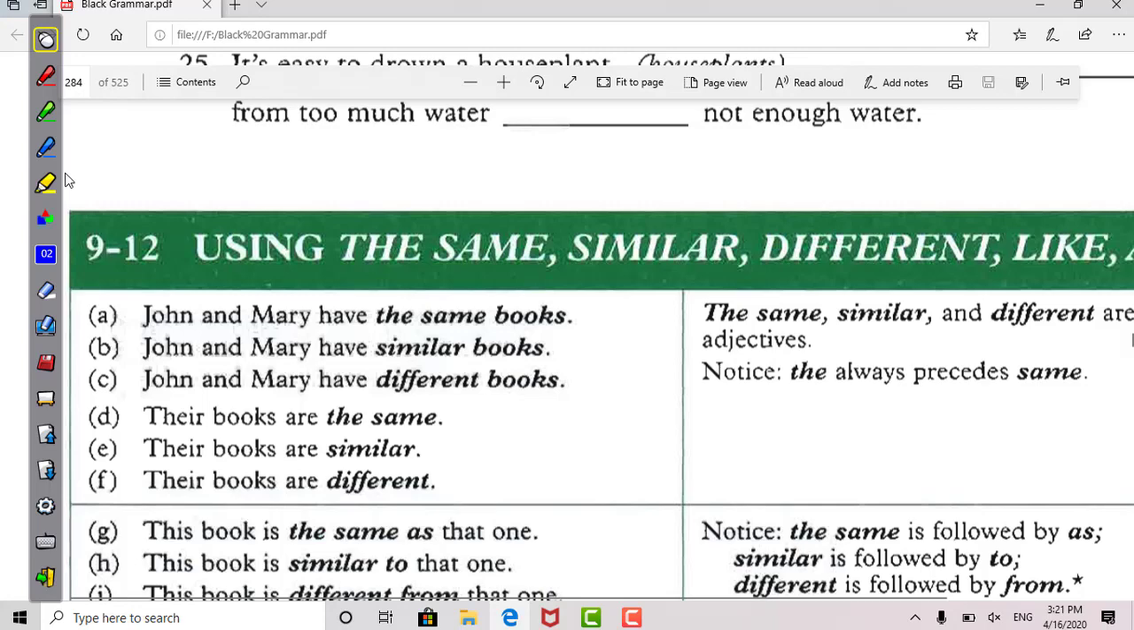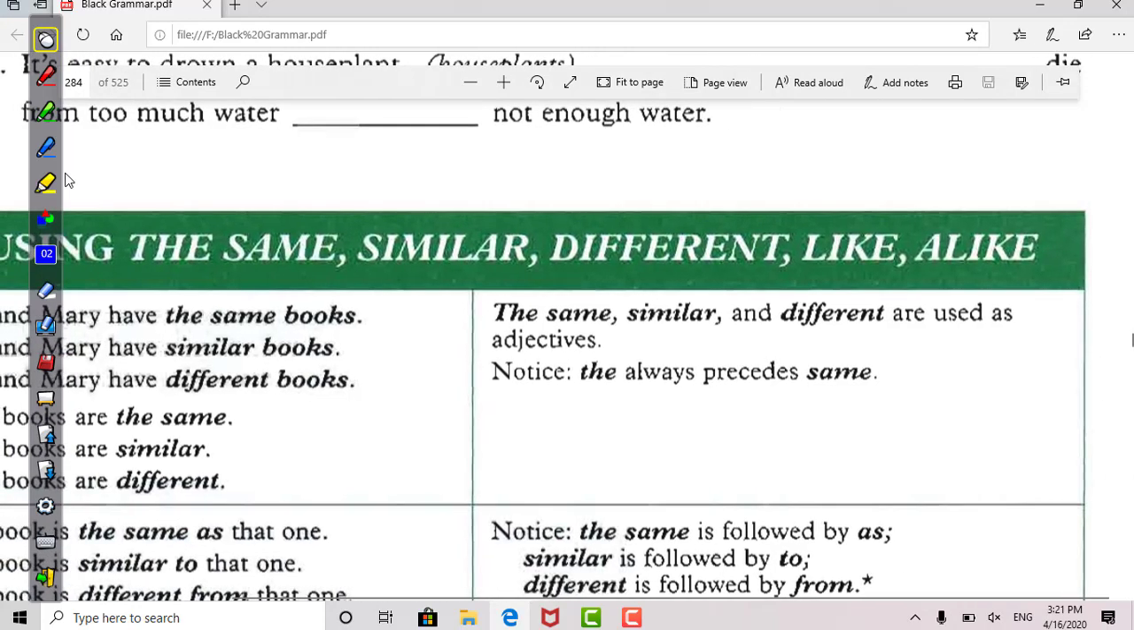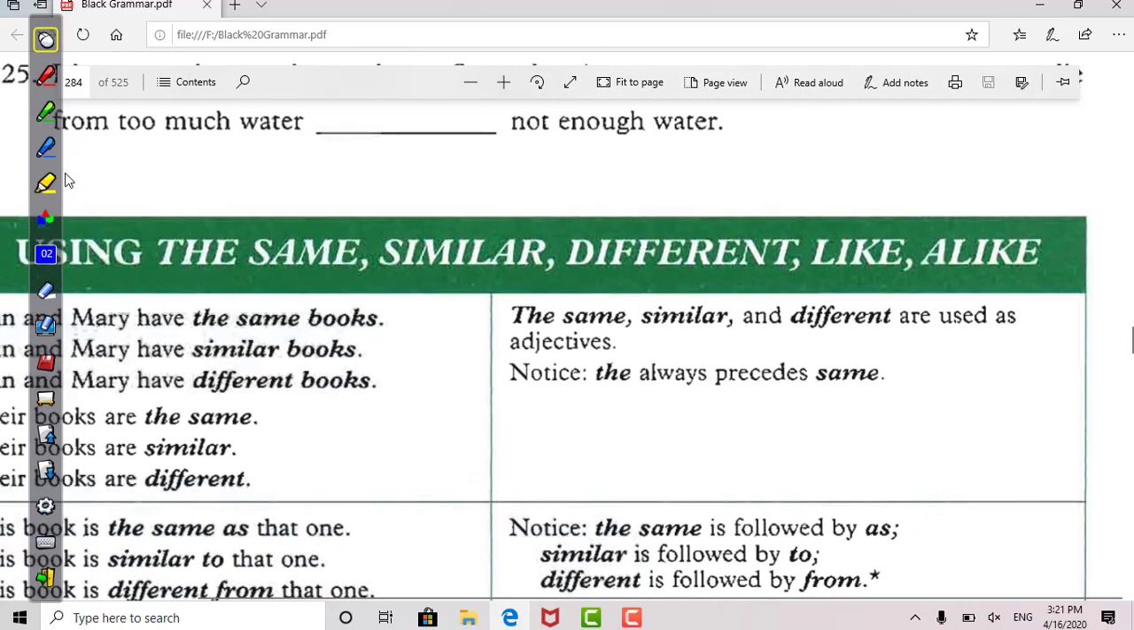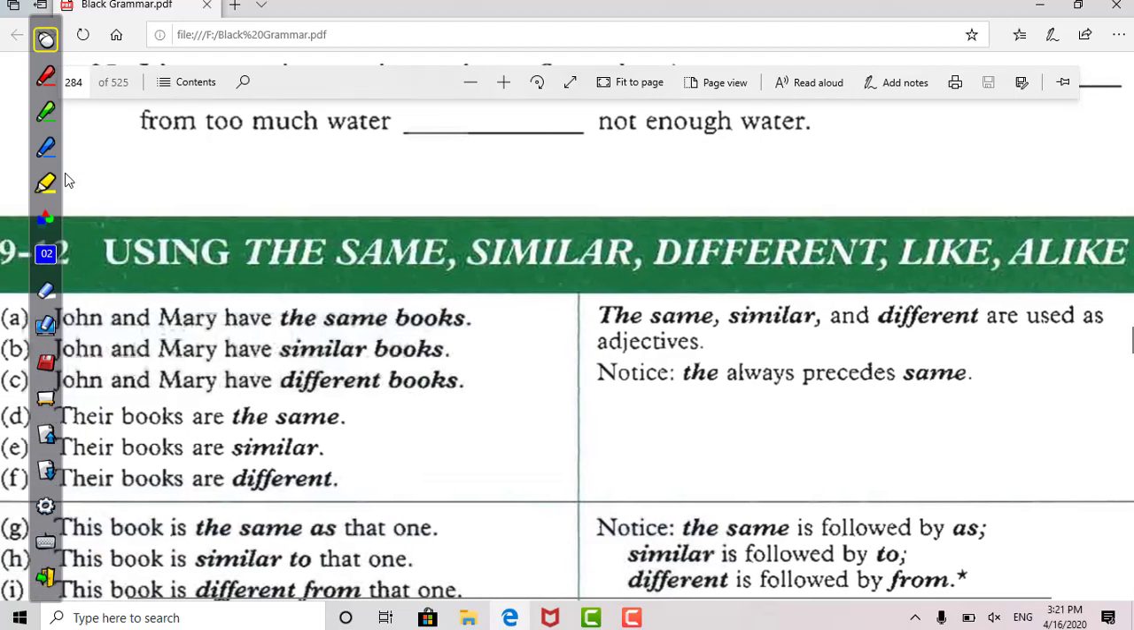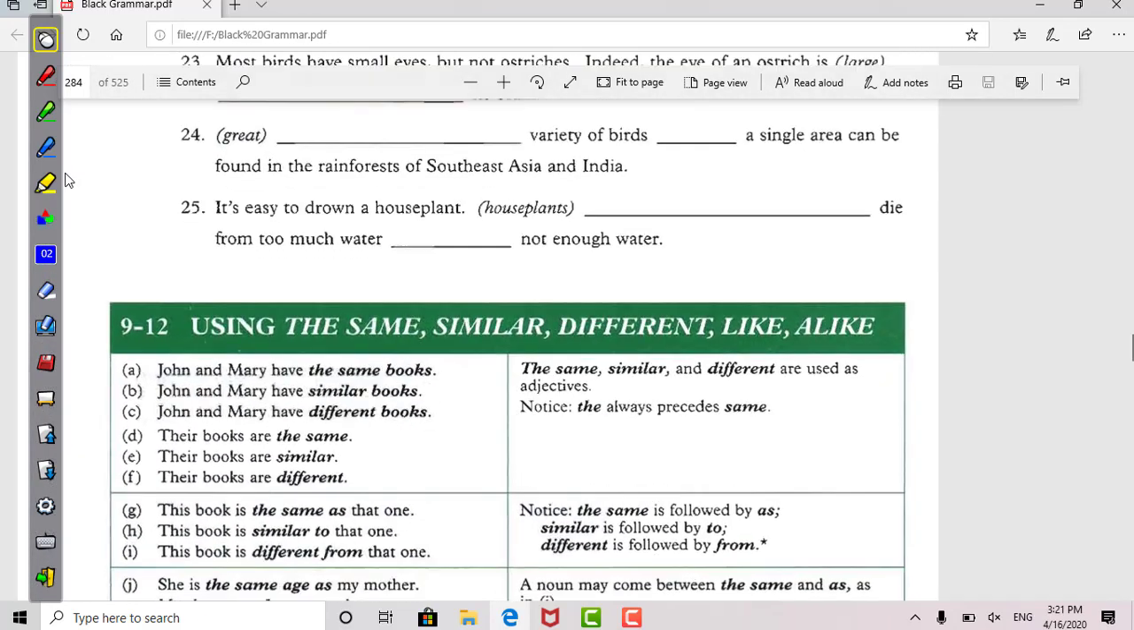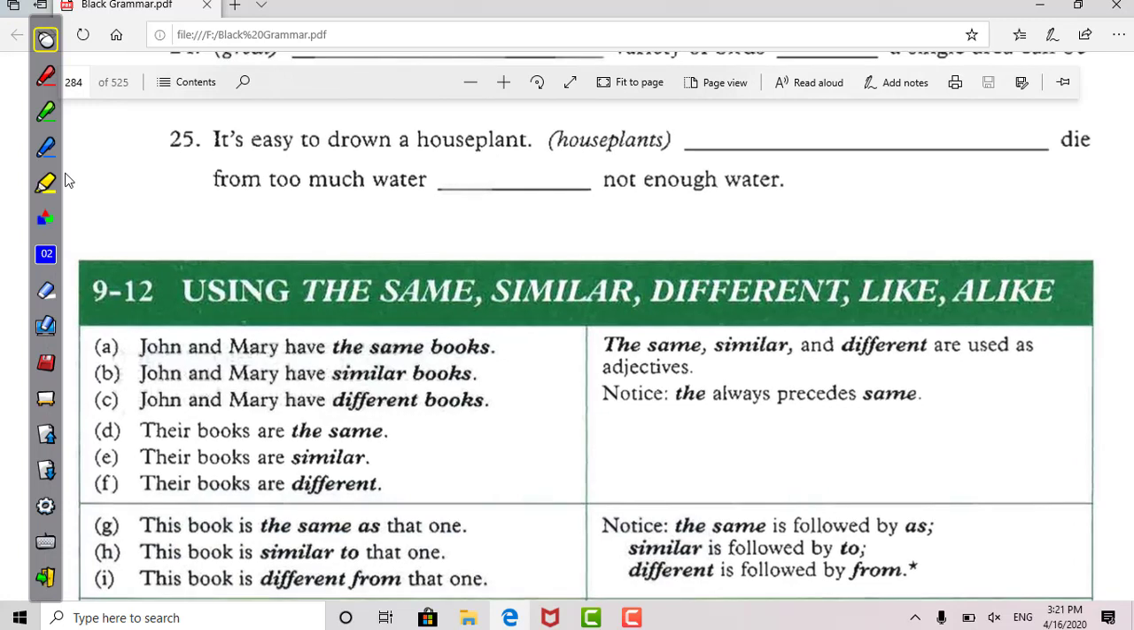Using the same, similar, different, and alike. All right, so you will try to see this one. John and Mary have the same books. John and Mary have similar books. John and Mary have different books. Their books are the same. Their books are similar. Their books are different.